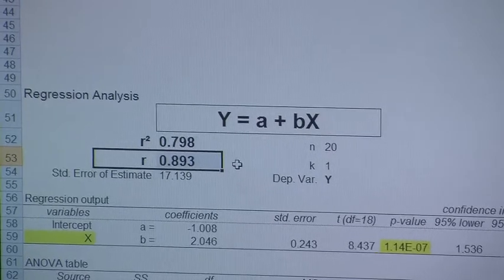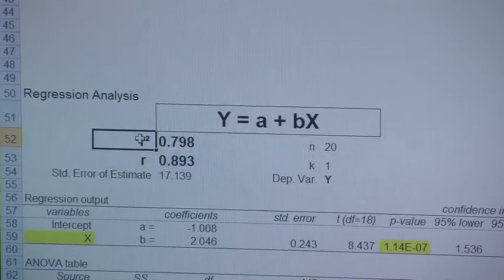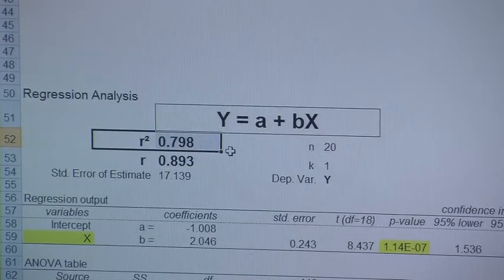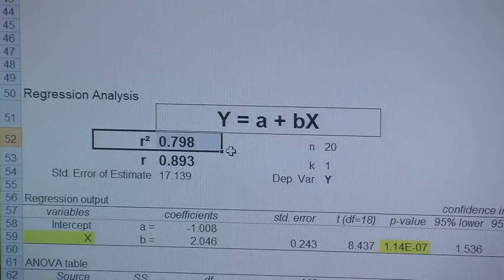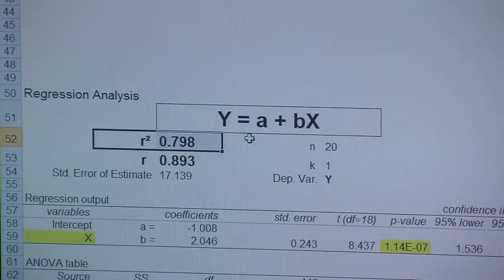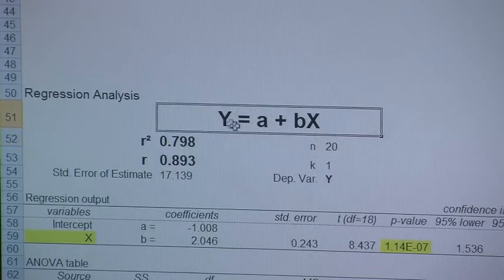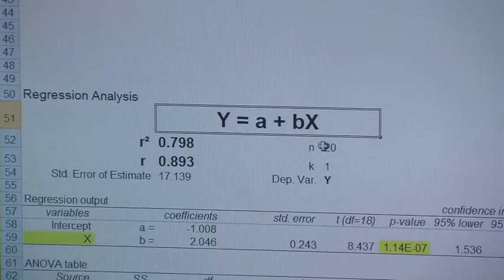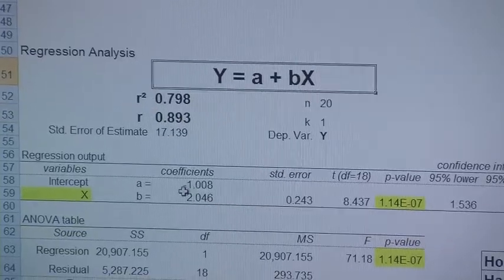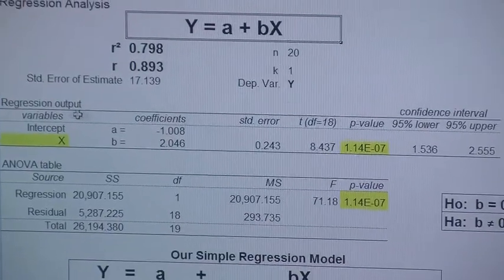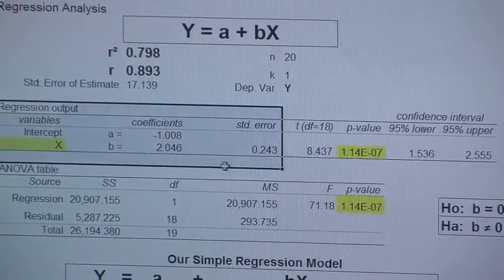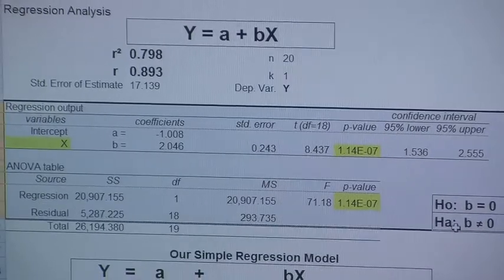If you square 0.893, you will get the value 0.798. Okay? So now let's go down, keeping in mind that the simple regression model is, as we have it here, y equals a plus b times x. Let's go down and actually look at the regression output.